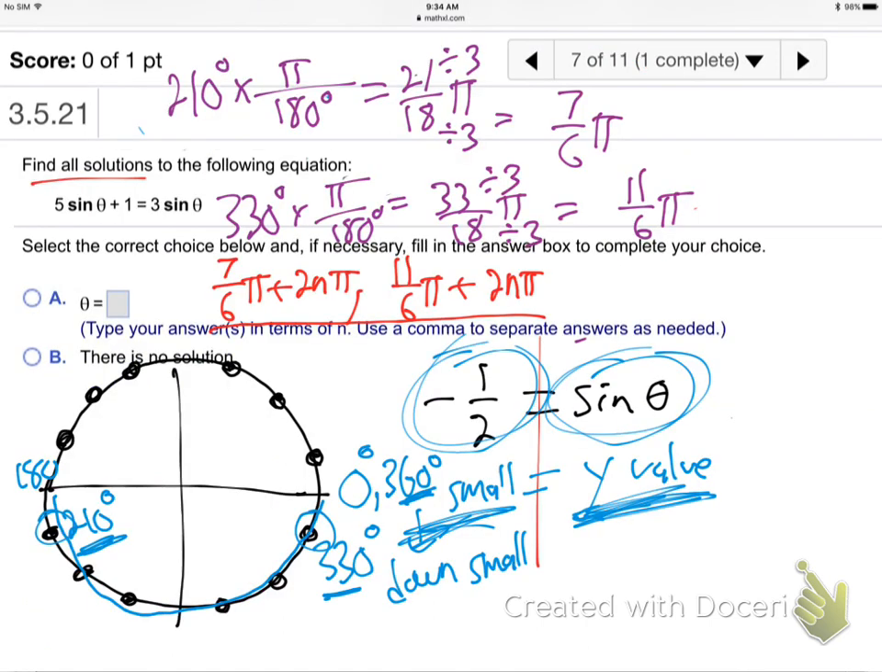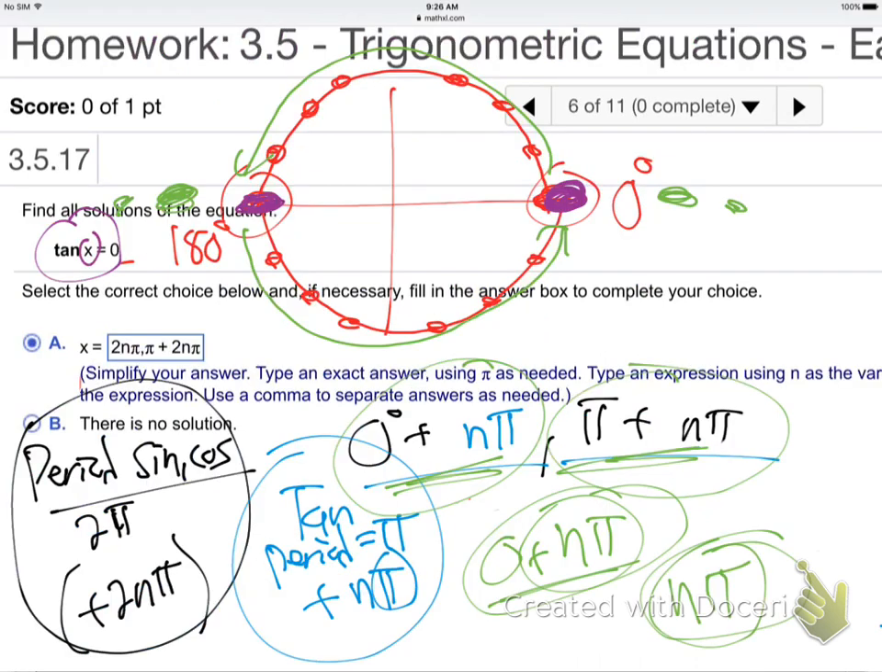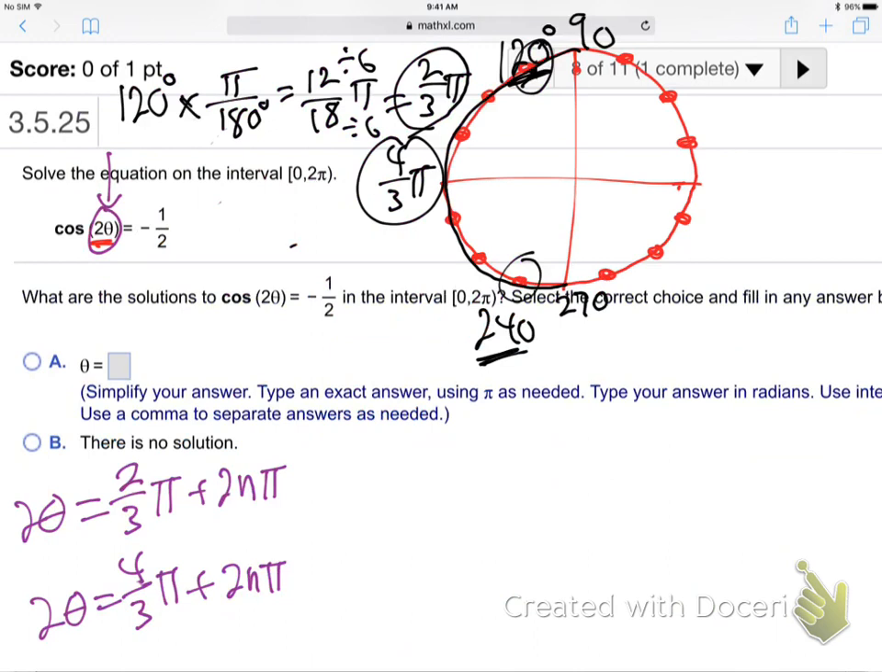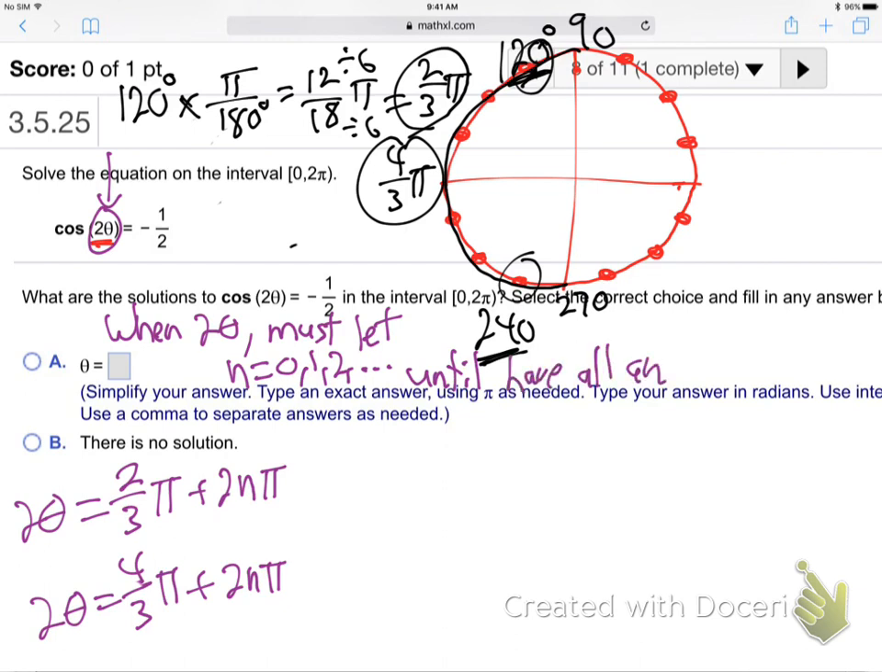Normally with all the other ones, we just had regular theta, regular x, we don't have double angles. So this is a double angle. You just do all the same work as normal, and then when you get to the end, you write the 2 theta thing. Now, here's the trick. This is a hard section, so here's the trick. When you have 2 theta or 3 theta, whatever, you must let n be 0, 1, 2, and so on, until you have all answers between 0 and 2 pi.